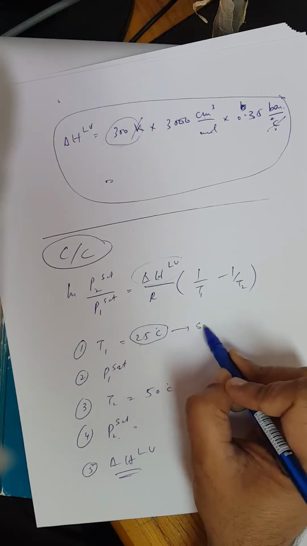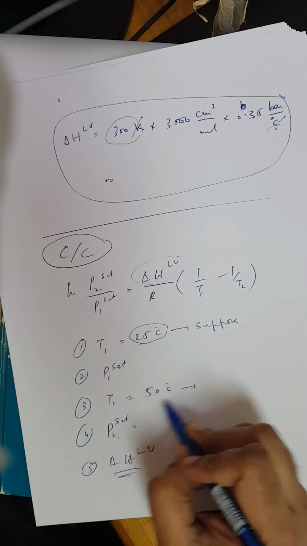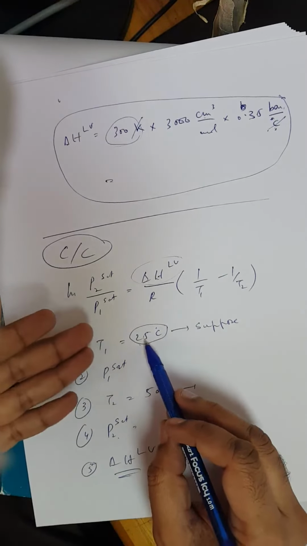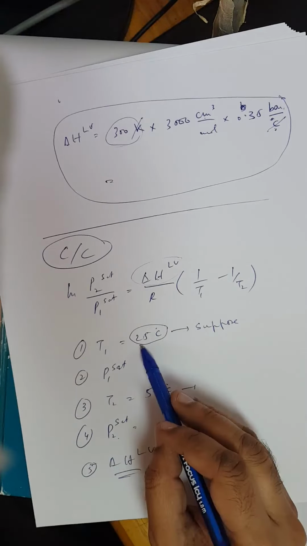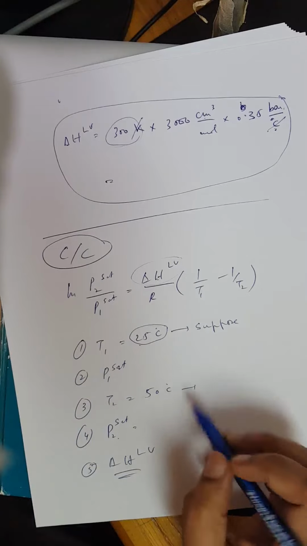You can suppose any value. Instead of 25 you can take 26, 25.1, or 100, 200, 500, any value.